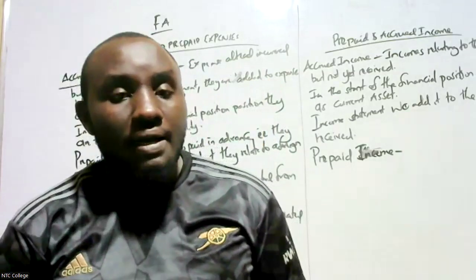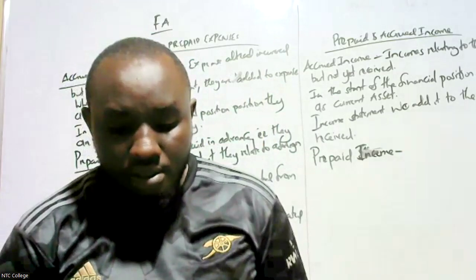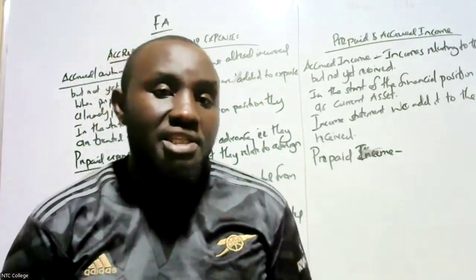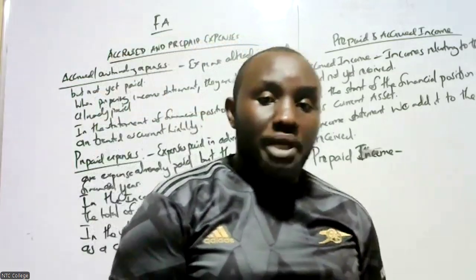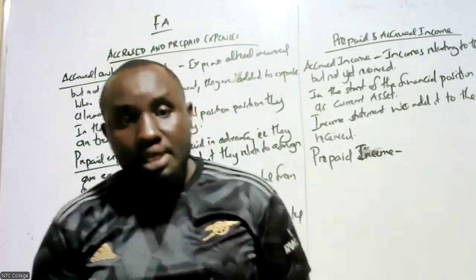So what about in the statement of financial position? How would you treat it? It will be a current liability because services are not yet rendered. You still owe the person who pays you, not until you've done the work. The work is when you can claim it as your own money.